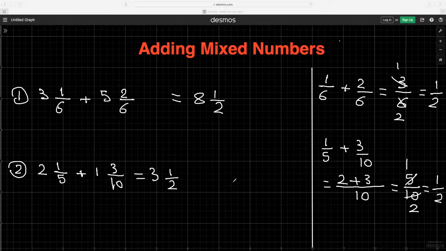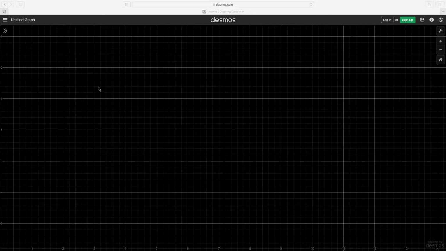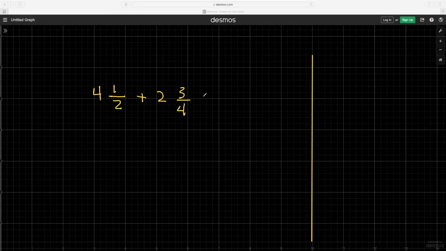Omar, how about if your answer, let's say, was 3 and 5/4? No, you cannot have an improper fraction with a whole number. And I'll show you an example on how to do this. And here's an example to show you how we do that.